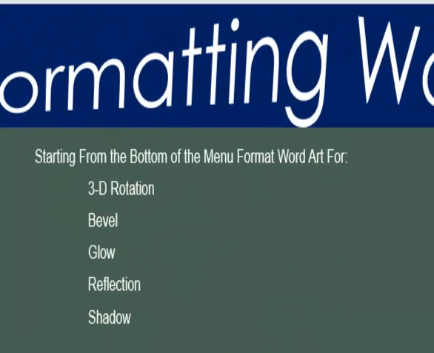When you format word art, or when you do a lot of formatting in PowerPoint, in Word, in Excel, you start from the bottommost command and work your way up. Not top down, but bottom up. So it adds the formatting one on top of another. So then you can see all the effects that you're adding to that text or that object.